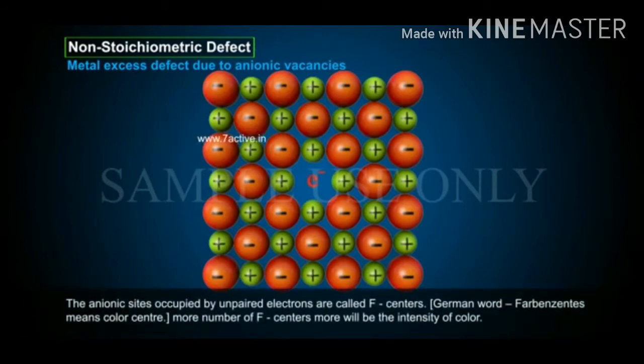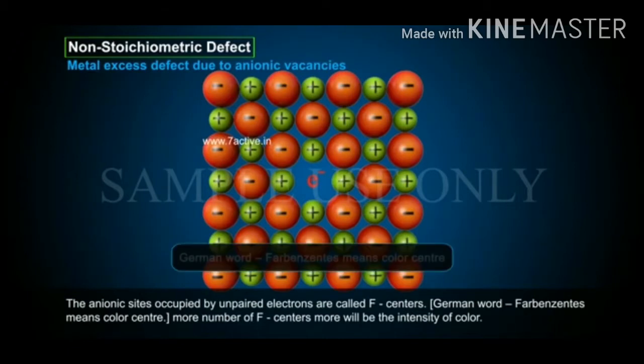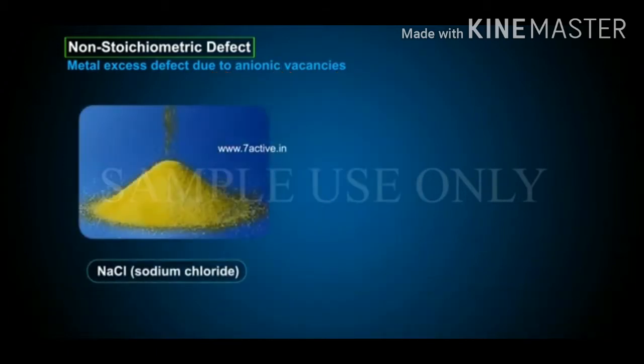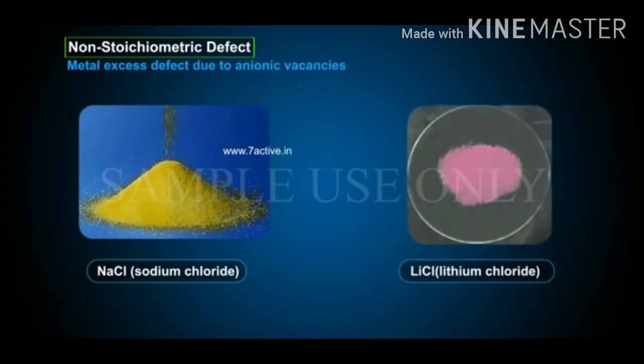The anionic site occupied by an unpaired electron is called an F center. F means Farbenzentre, meaning color center. The more F centers, the more will be the intensity of color. Next example, sodium chloride and LiCl, lithium chloride.